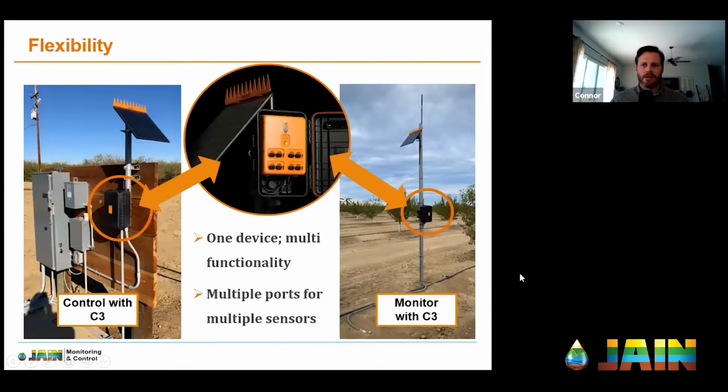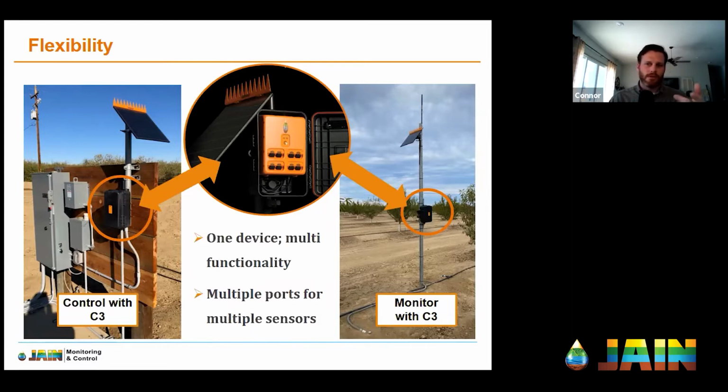And so just like the device has the flexibility in its communications, it also has the flexibility in its functionality. So in this example here, on the left-hand side, I have a C3 that is doing control. And on the right-hand side, I have a C3 that's doing monitoring. The point that I'm trying to drive home here is that it doesn't matter what it's doing. All the functionality that the C3 needs is built in, and it's ready on board and ready when you are.